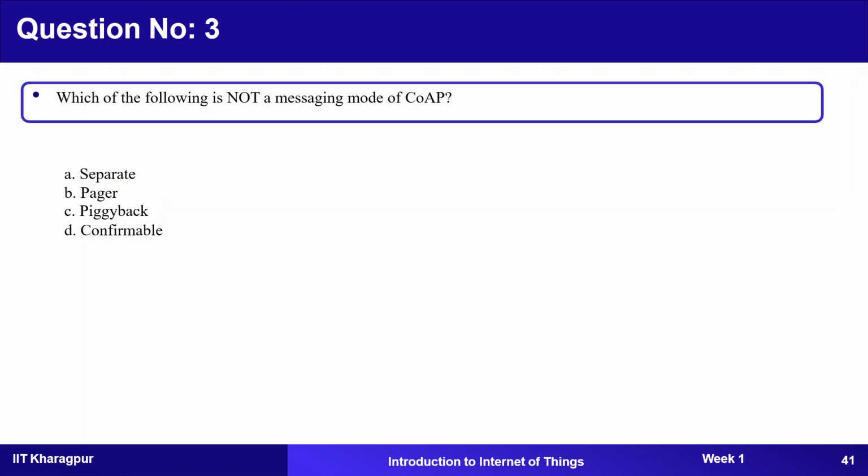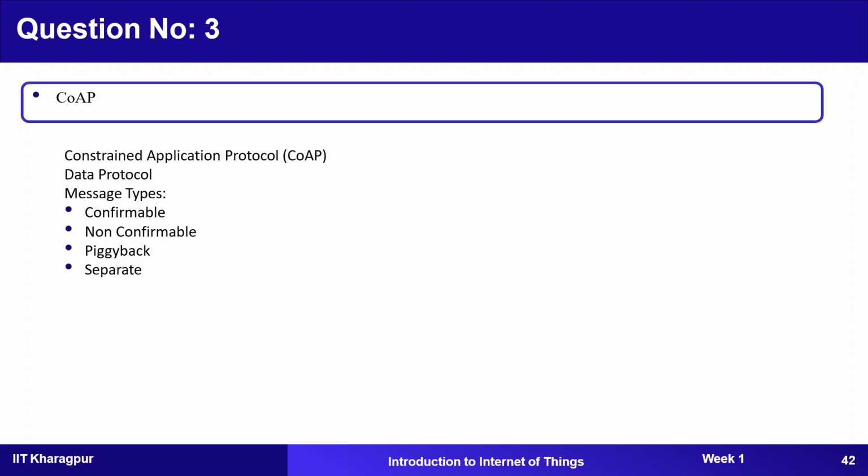Now third question is which of the following is not a messaging mode of CoAP? Options are separate, pager, piggyback, confirmable. Anyone? Separate and piggyback, these are the messaging modes, right? Separate and piggyback. No. Pager. Yeah, pager. Because in case of your CoAP, confirmable, non-confirmable, piggyback, separate, these are the 4 different types of messages which are used. However, your pager is not used.